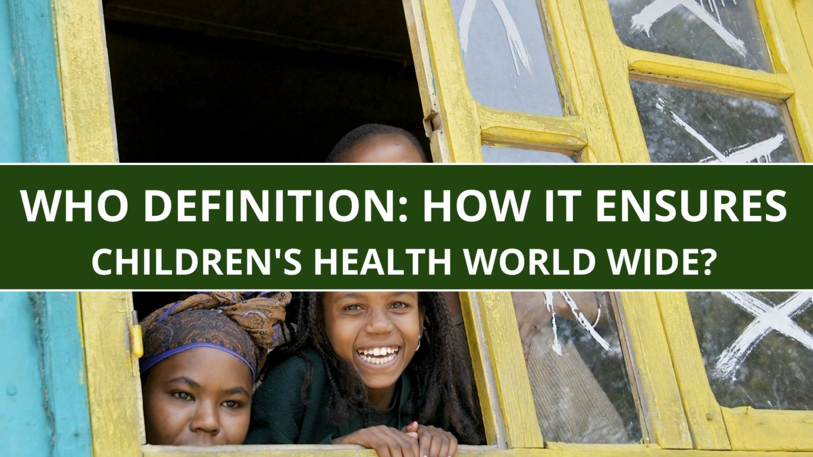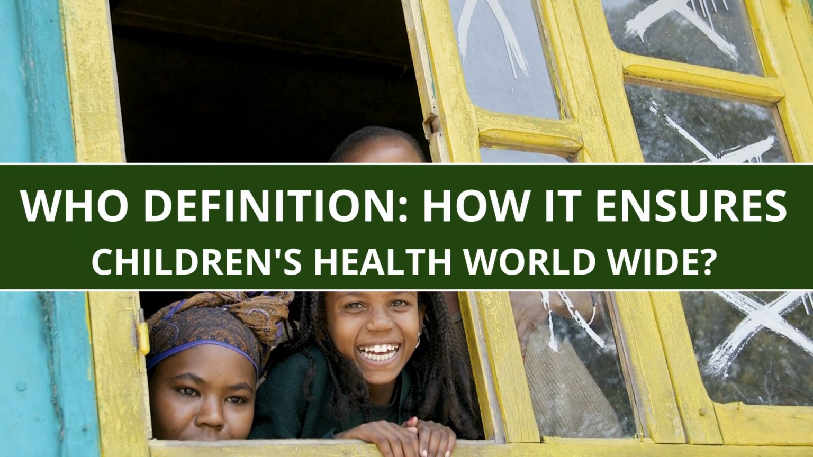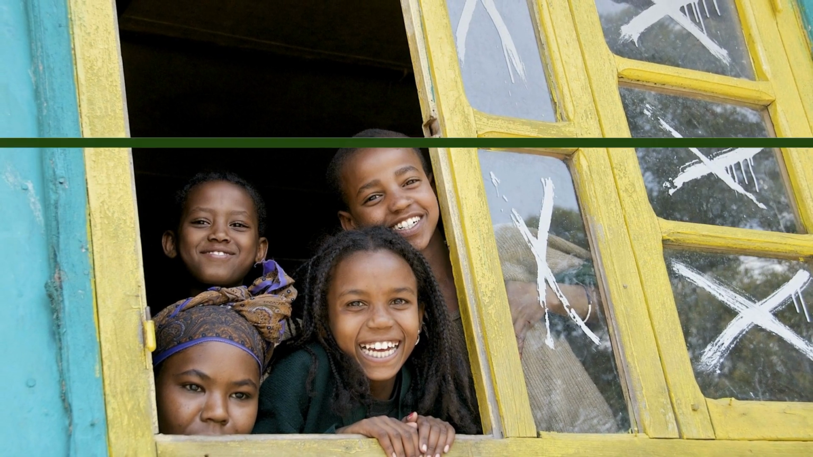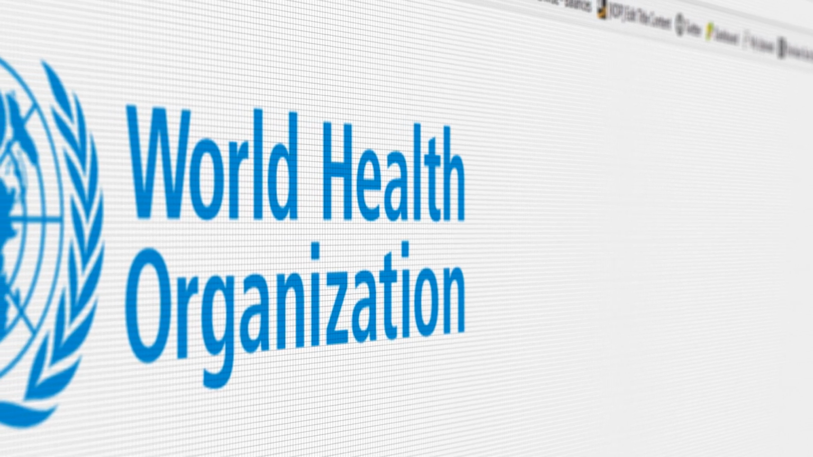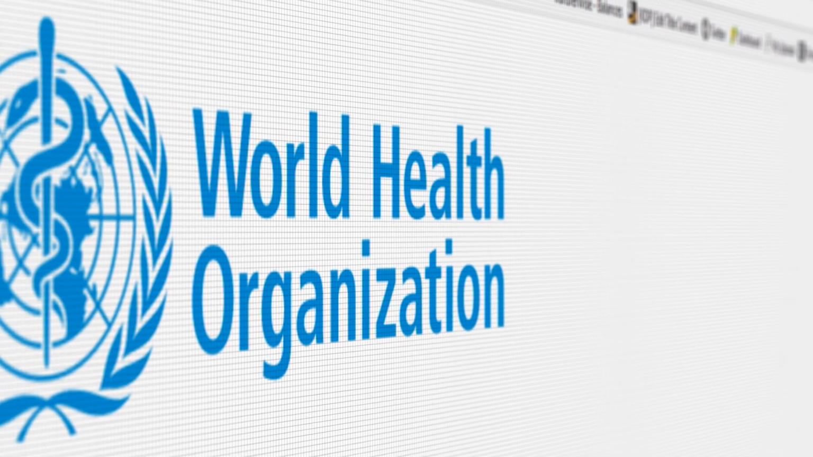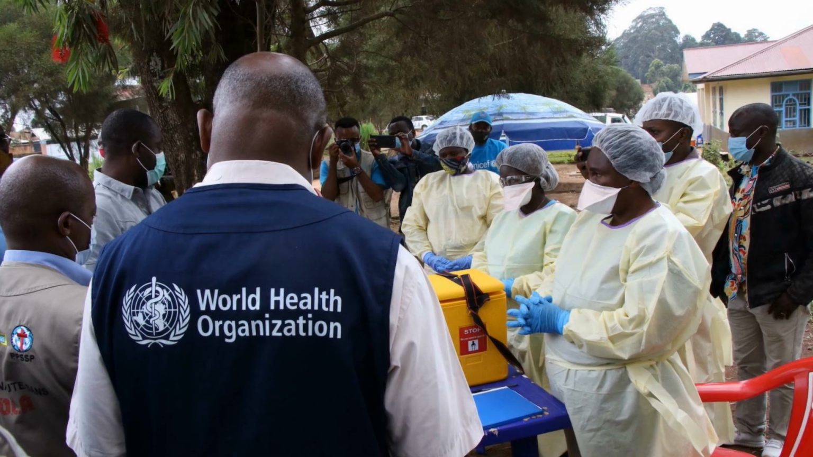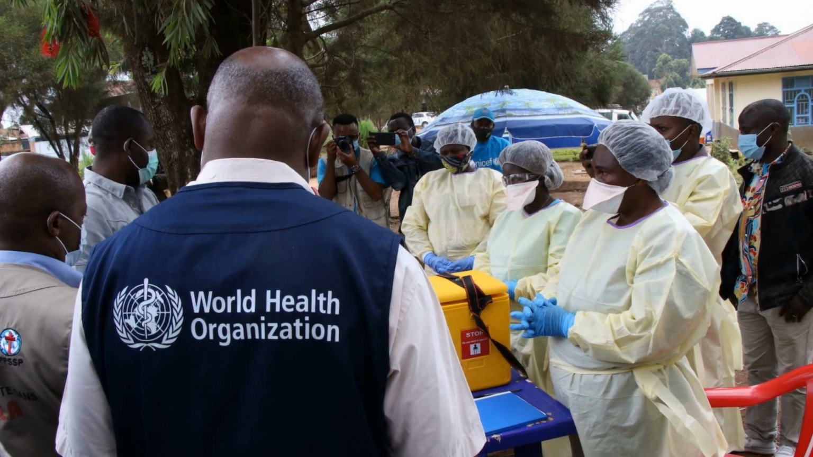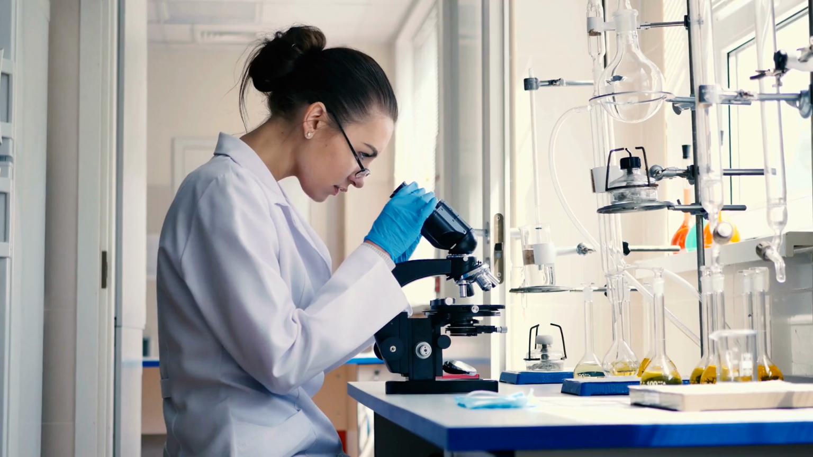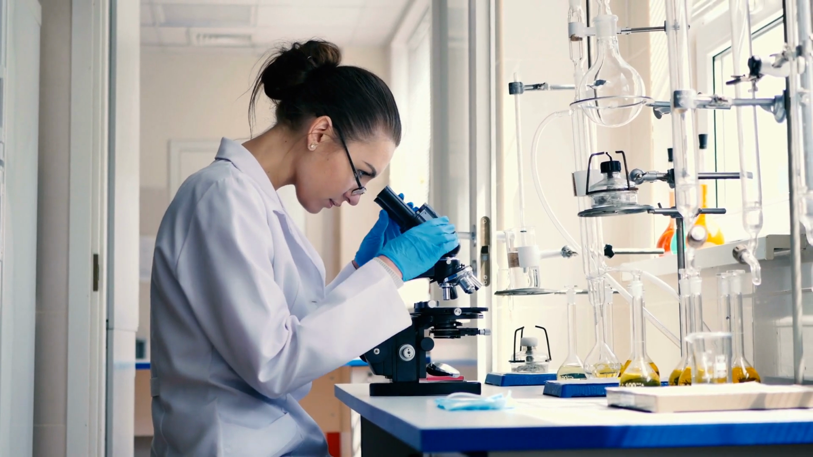WHO definition: how it ensures children's health worldwide. The World Health Organization is a crucial branch of the United Nations which was introduced in 1948. It aims to ensure a secure and healthy world for all human beings. They focus on diseases and outbreaks and indicate the alarming rise of cases to cope with the problem immediately.